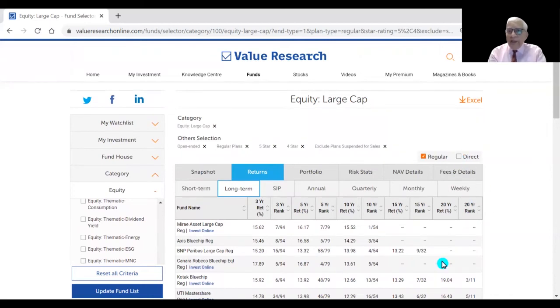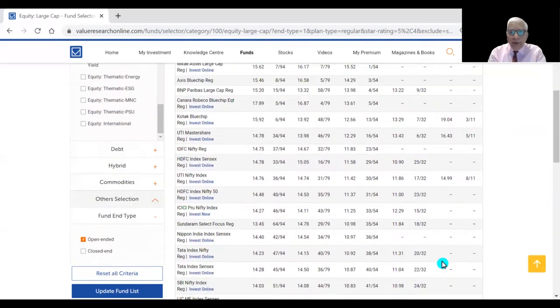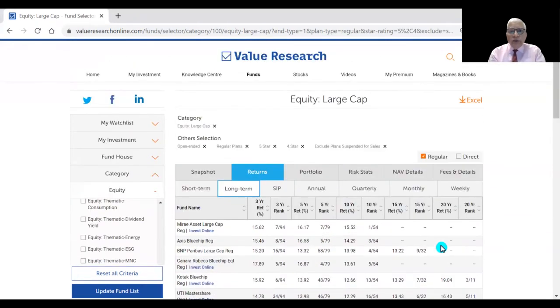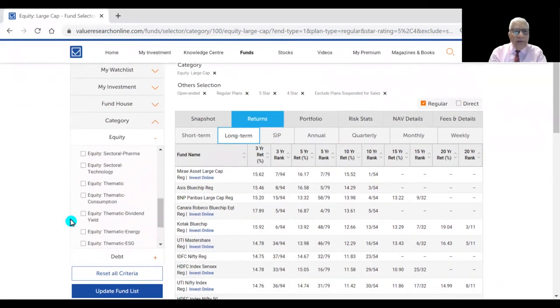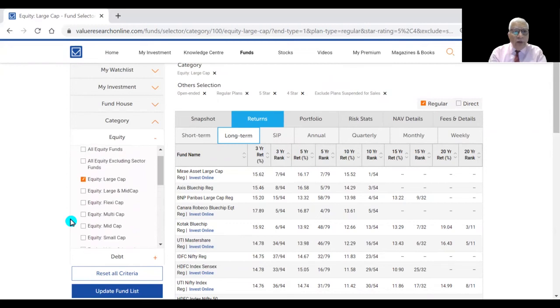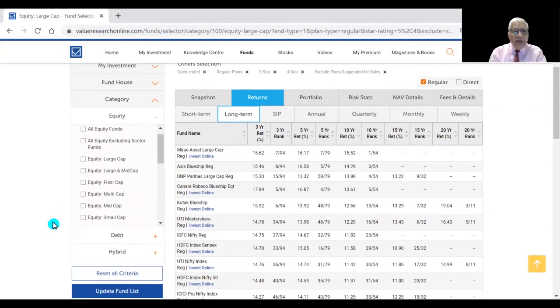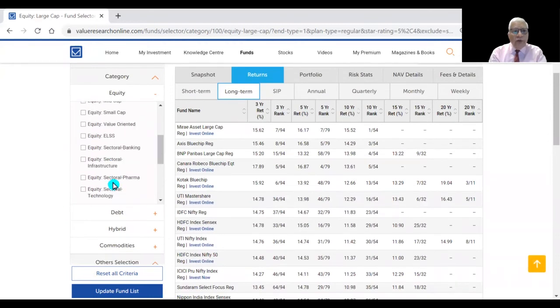Okay, so direct plans returns will be higher than the regular plan returns in general. So this is how to explore the page, and this is how to take advantage. Like, see, for example, here, I want to point out another category. Now, if I remove the equity large cap, and let's go to equity ELSS.